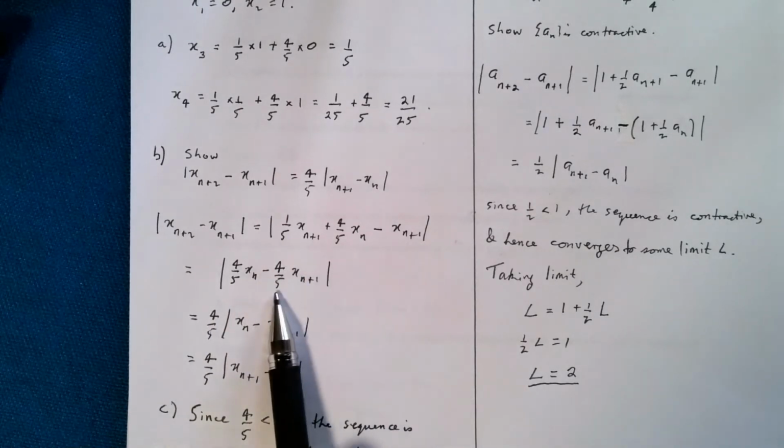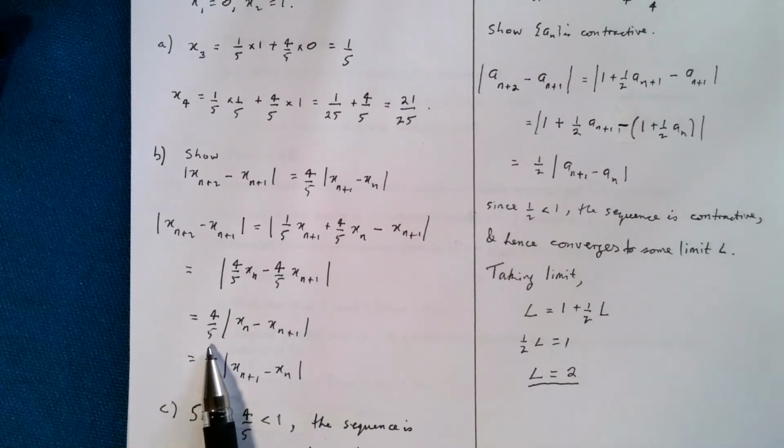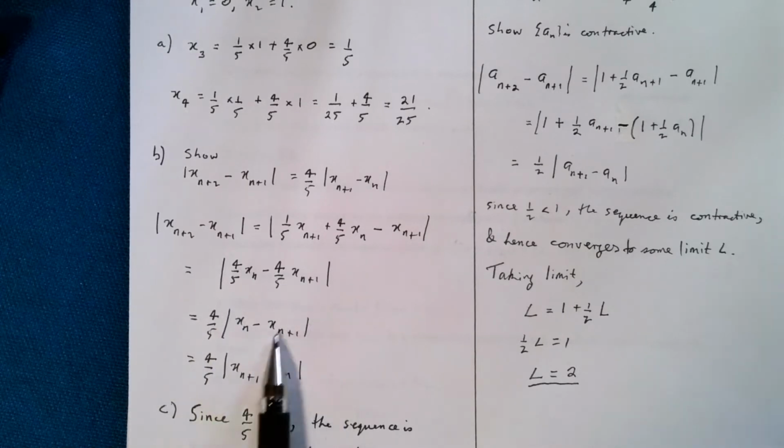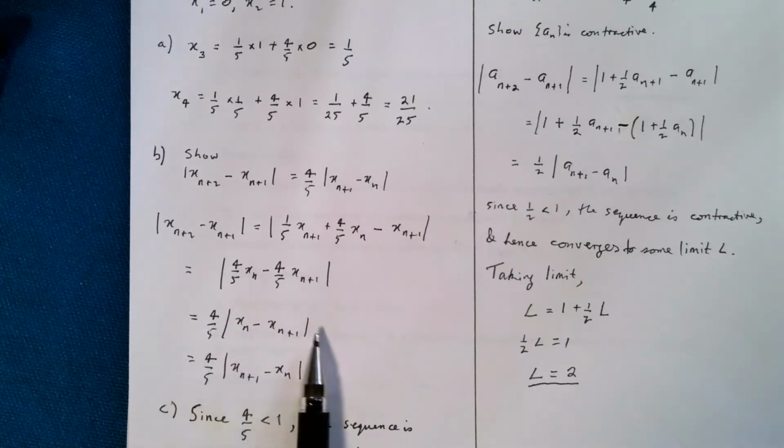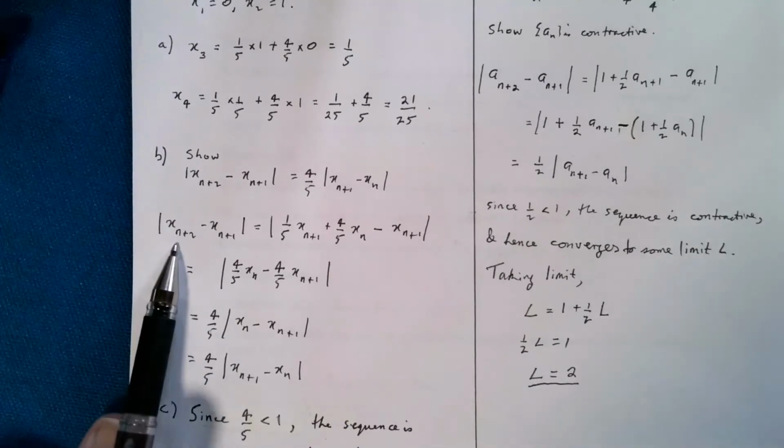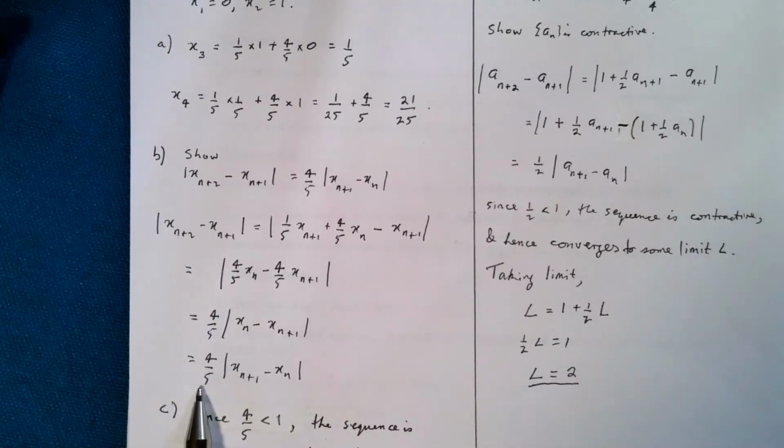1/5 minus 1 is minus 4/5, and I can factor the 4/5 out. Because it's absolute value, I can just multiply this inside by minus 1 and flip the terms around, and I get x_{n+1} minus x_n. And that's what we were asked to show. The difference between two terms is 4/5 times the difference between the two terms further back.